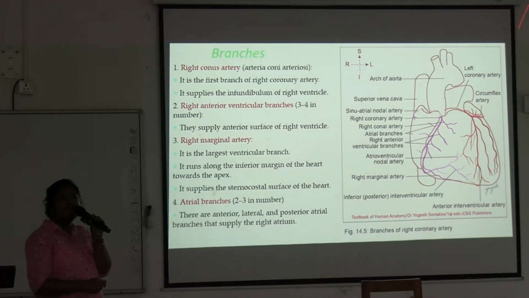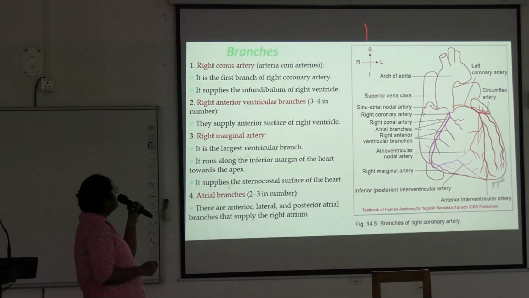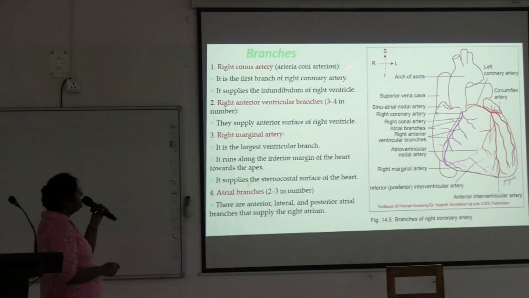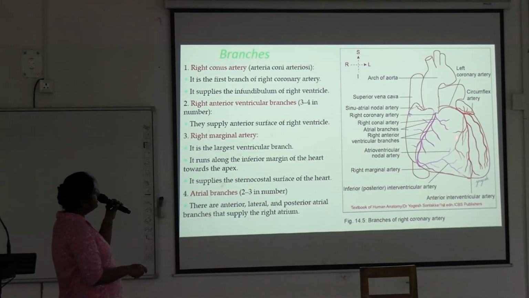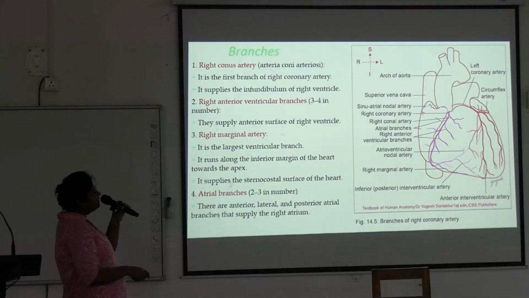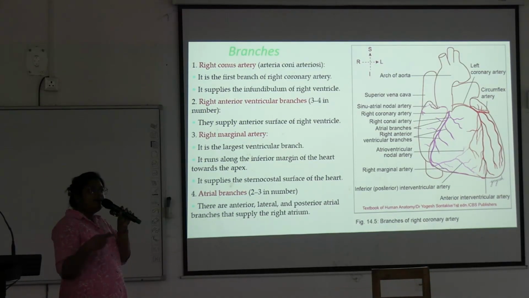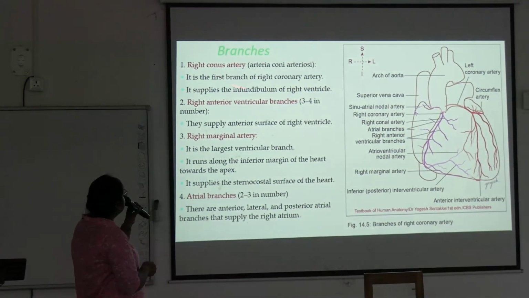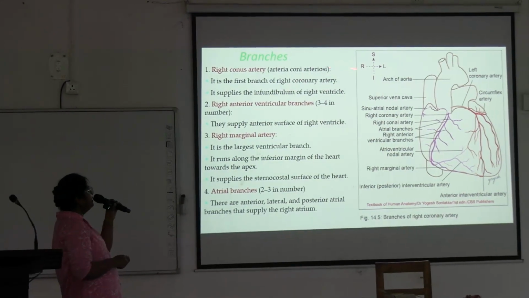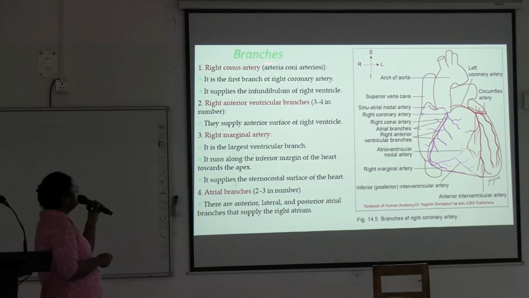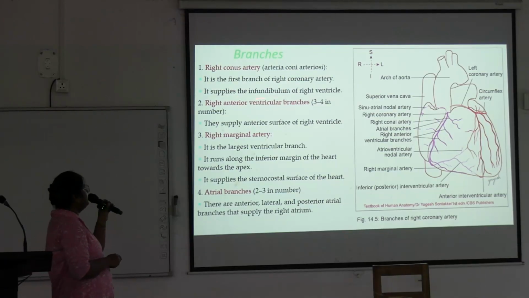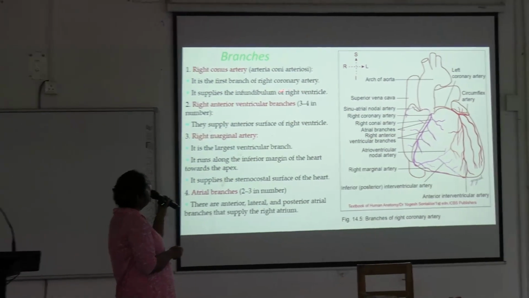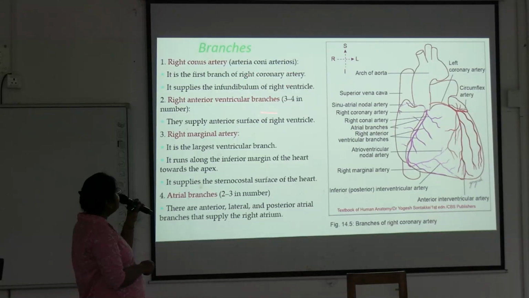We are going to the different branches of the right coronary. First is the right conus artery. Here this one is the right conus artery. The conus artery forms a ring around the origin of the pulmonary trunk, the annulus of Vieussens. So the right conus artery, or arteria coni arteriosi, is the first branch of the right coronary artery. It supplies the infundibulum of the right ventricle, from where the pulmonary trunk is arising. Here, this is the pulmonary trunk.